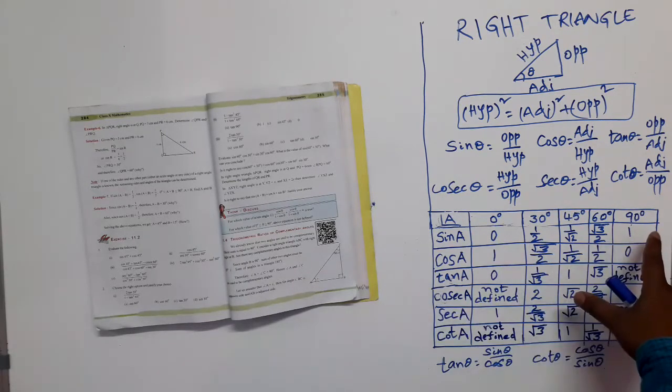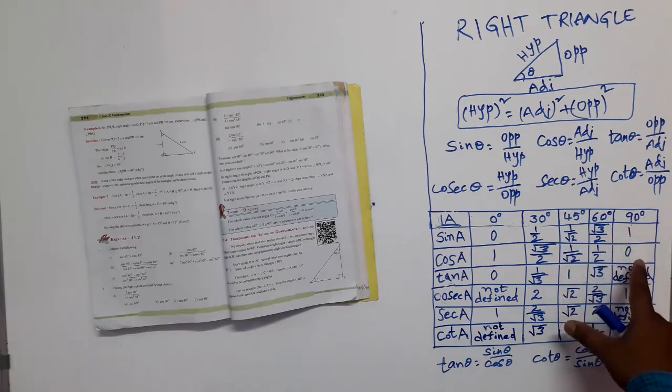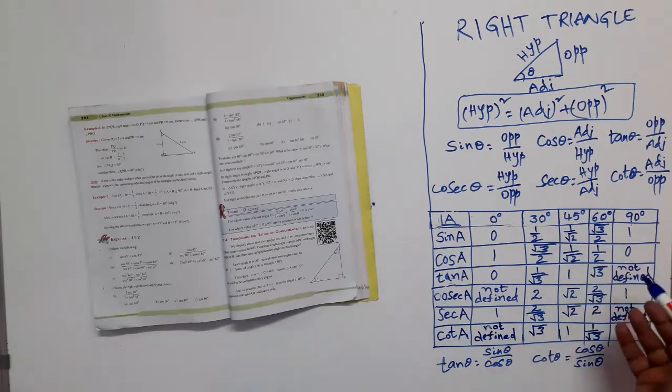Tan 90 degrees is 1 by 0. If you find 0 in the denominator, that value is not defined. So tan 90 degrees is not defined, right?